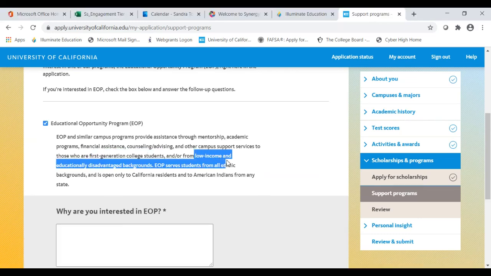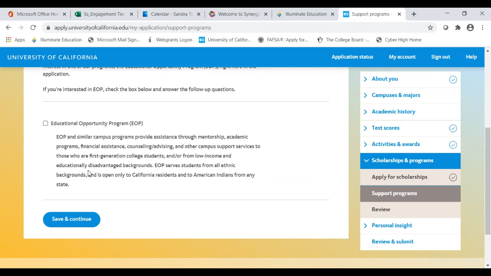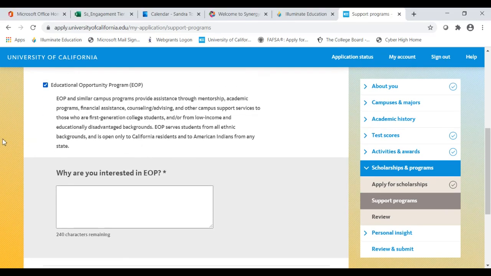And also low income. So if you're a first generation college student and you are also considered low income and from an educationally disadvantaged background, then you qualify for the EOP services. Now, not all UCs offer EOP, but some do. So this is an opportunity for you to apply. You apply and the question is, why are you interested? This is where you put the reasons why you're interested. How can the mentorship, academic programs, counseling, and advising support you through school?